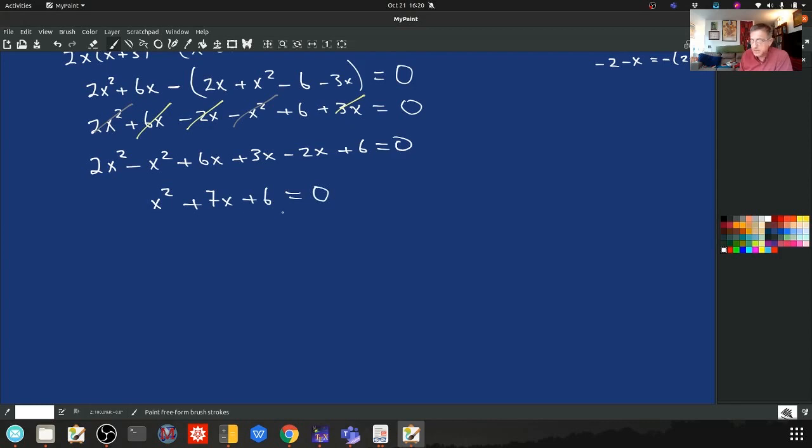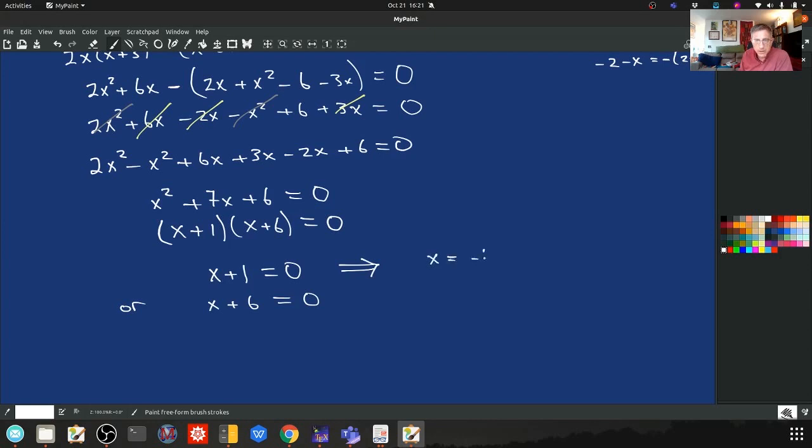So this is really easy to factor, and you should see that the factorization, which you should do on your own, is x plus 1 times x plus 6, and that's equal to 0. So what do we do? We set each of the factors equal to 0. That implies x plus 1 is equal to 0, or x plus 6 is equal to 0. And this implies x is equal to minus 1, and this implies x is equal to minus 6.